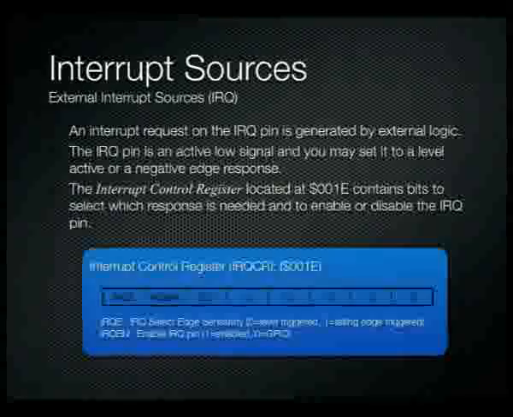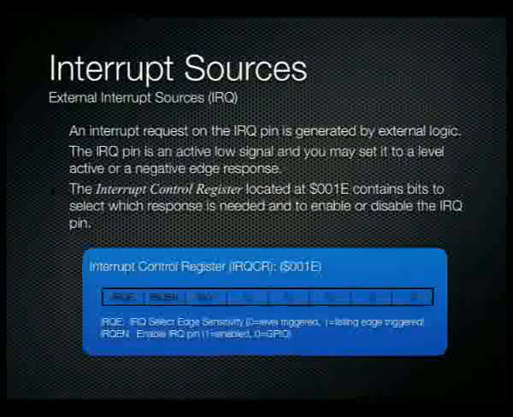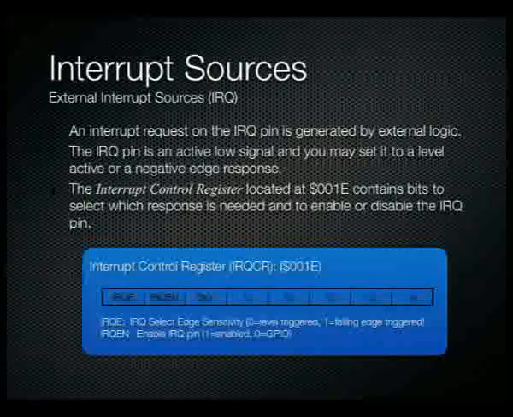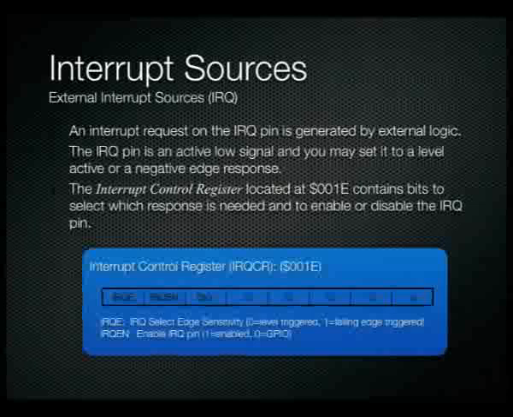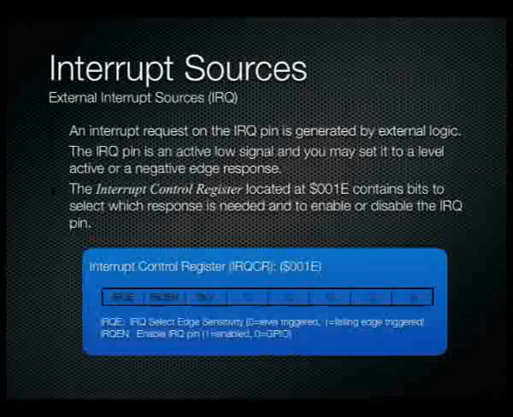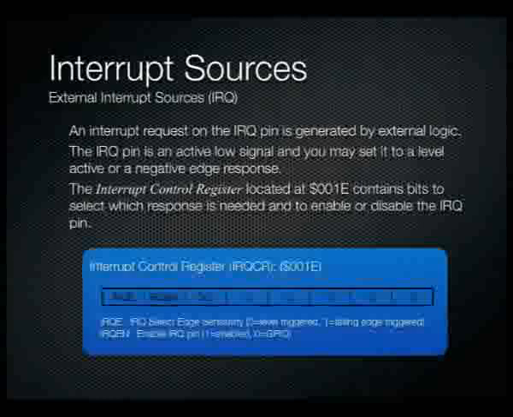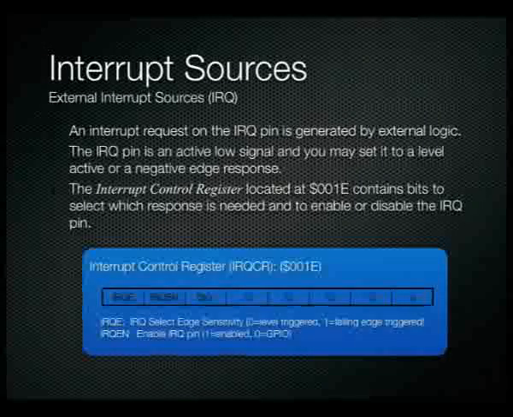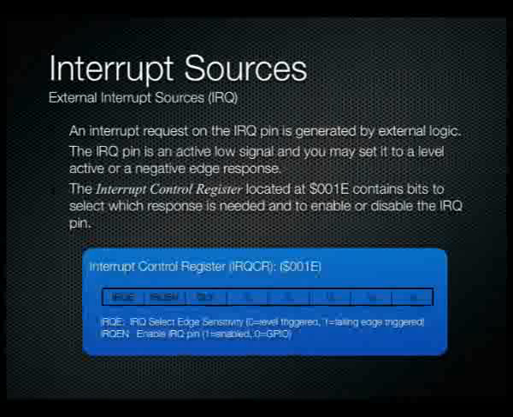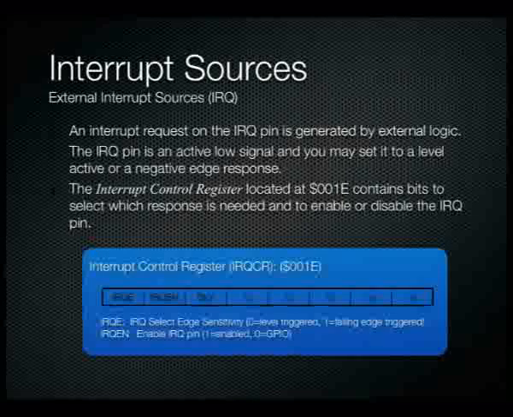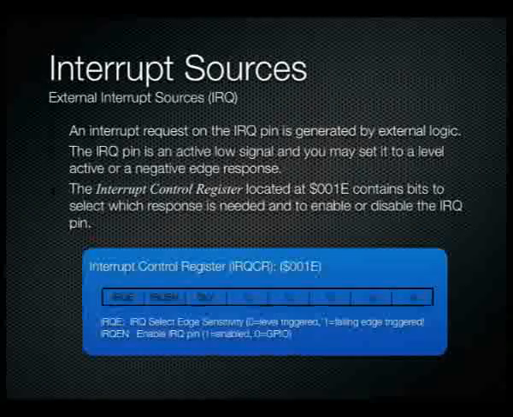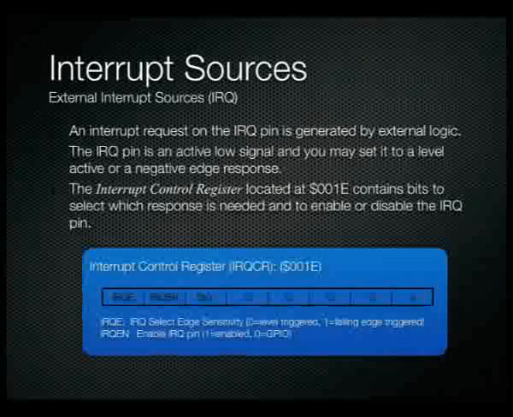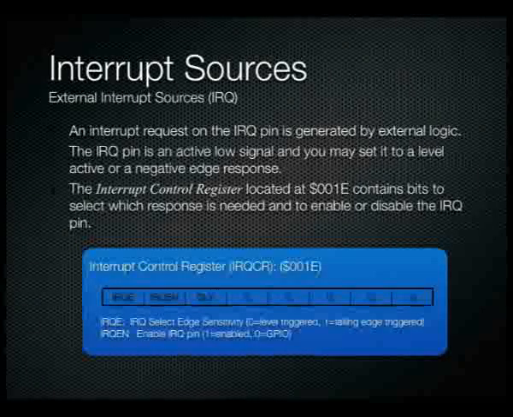Possible interrupt sources: we have an external interrupt source, the IRQ pin. When we put a request on the IRQ pin, which we can do by generating it with some external logic, simply by dragging that pin low, we can trigger an external interrupt. If we simply drag the IRQ pin low, then an ISR associated with the IRQ interrupt will be executed. We can set that IRQ pin to be either level active low, or negative edge response.